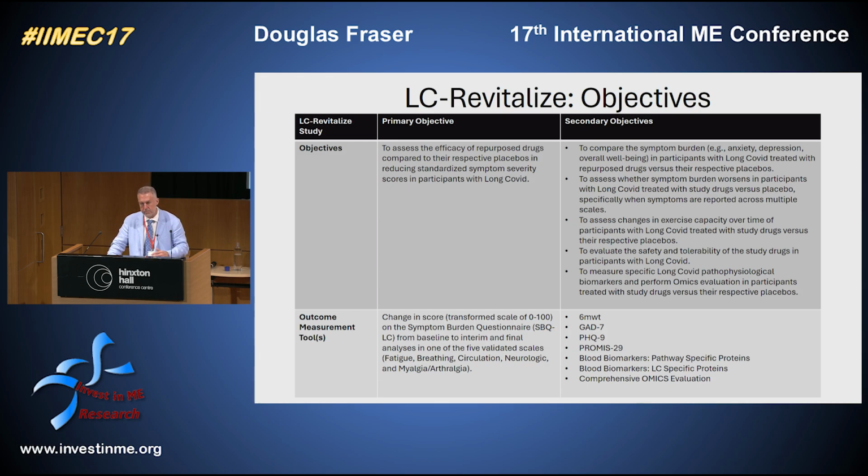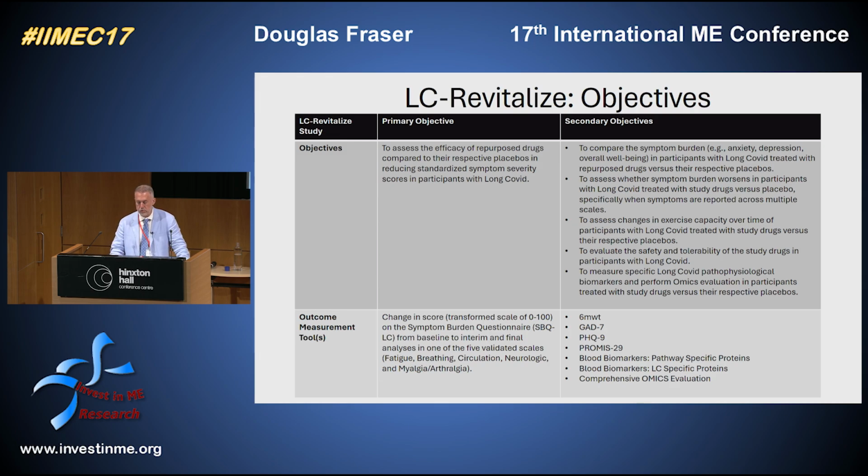We also have a number of secondary objectives which are related to safety, but also to other symptom burdens such as anxiety, depression, and overall well-being. We chose these 3 scales because we used these 3 scales in our last study, and there were significant differences where those with long COVID had higher levels of anxiety, depression, and lower quality of life. We're also looking at exercise ability, and then we've got our biomarkers.